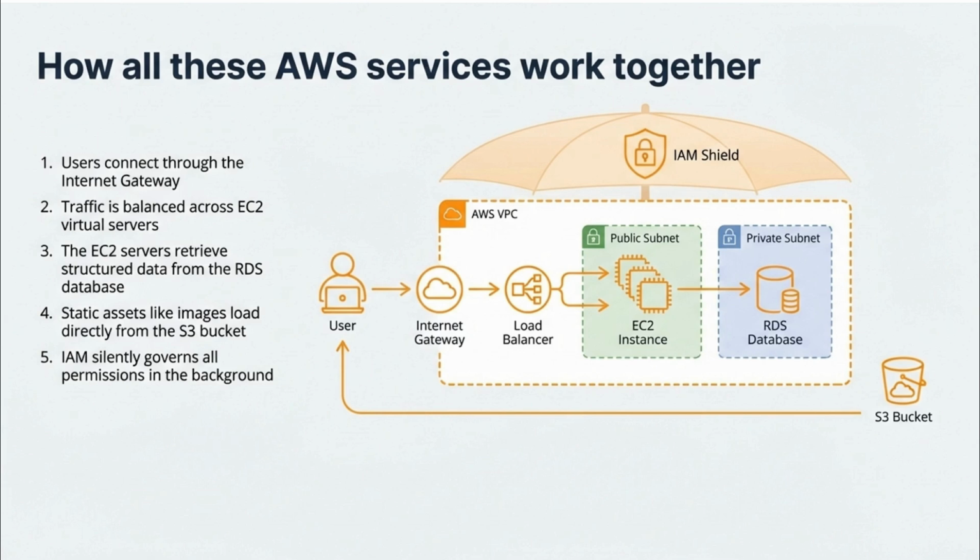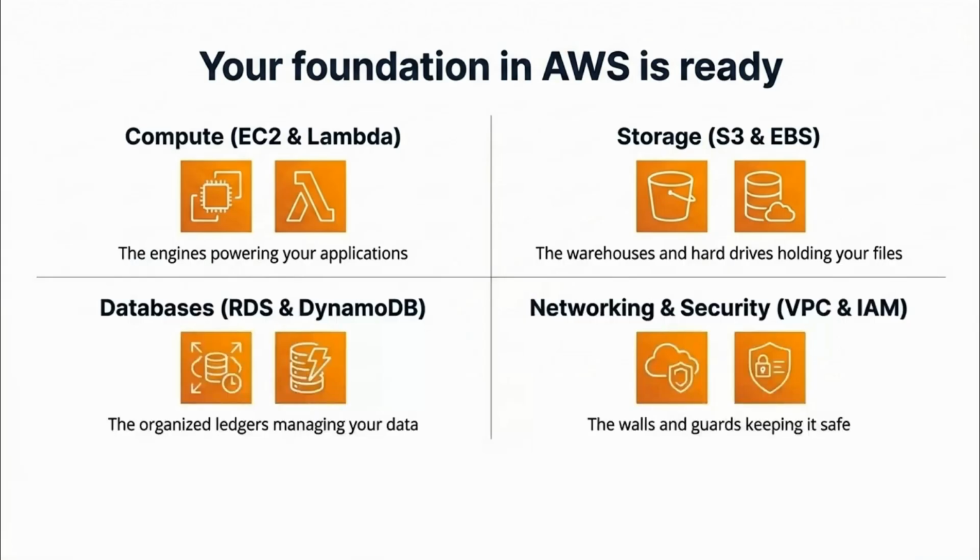There is the user, then comes the internet gateway, then the load balancer goes to the public subnet first, and all this happens in the AWS VPC, right? And then lastly it goes to the private subnet, and the IAM shield takes care of everything. So it basically governs all the permissions in the background itself, and S3 is used for storage. So let's move to the next slide.